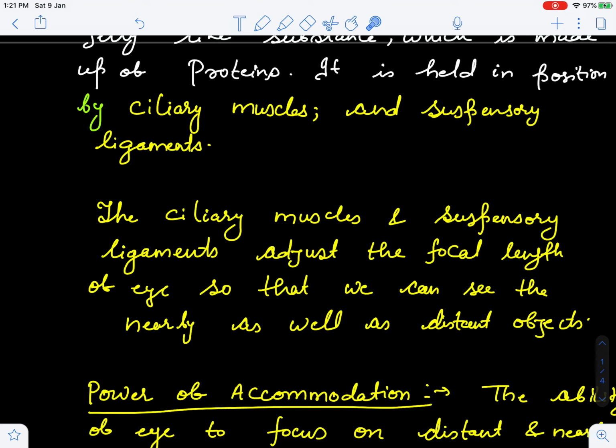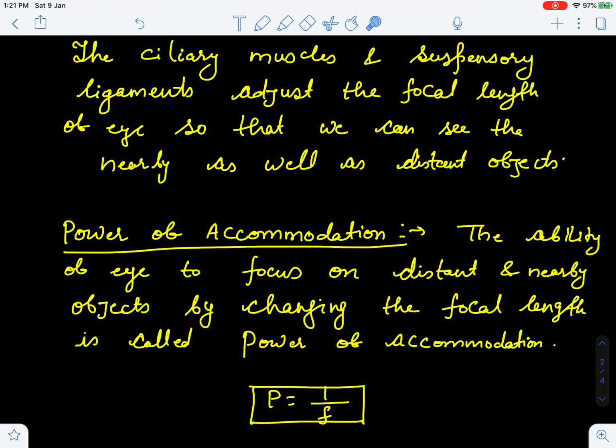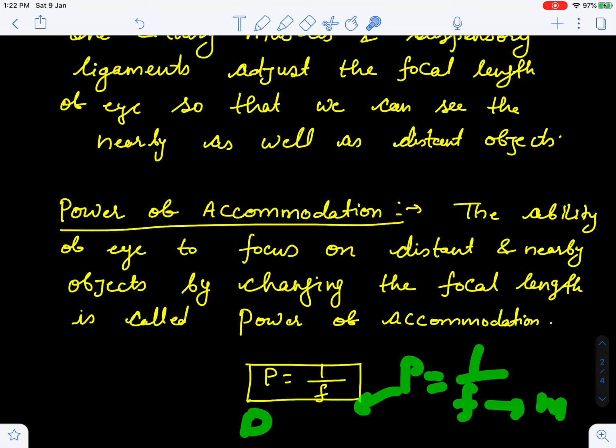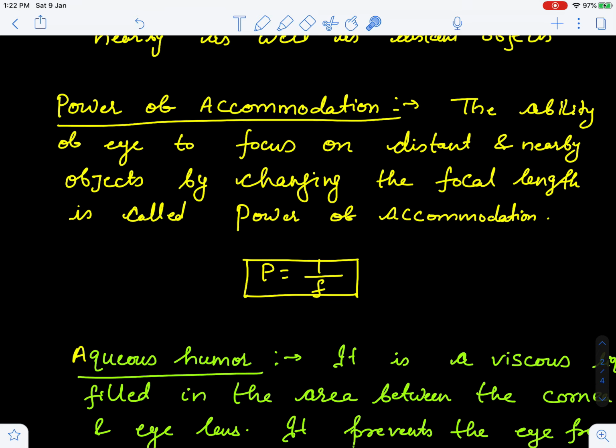This ability of our eye to see distant as well as near objects is known as power of accommodation. The ability of the eye to focus on distant and nearby objects by changing the focal length is power of accommodation. Generally you have asked this formula: power is 1 by focal length. We will see these things later also. The focal length you write in meters. The SI unit of power is meter inverse, or diopter.